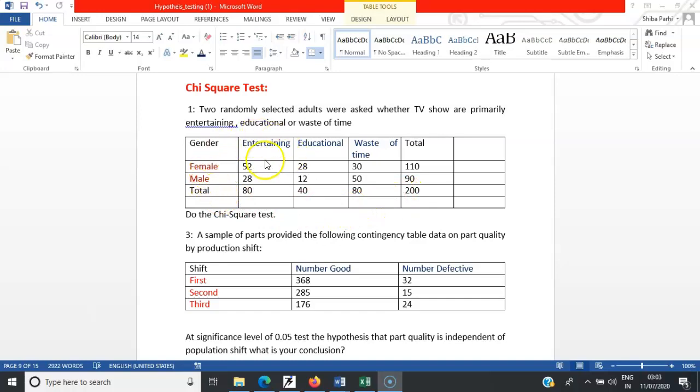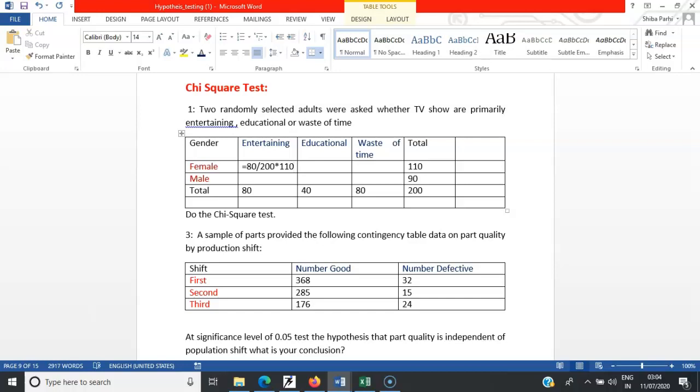So this is the data, showing how male and female are connected with the different kinds of channels and how they perceive them. But if you remove these cells, and then look at the column-wise and row-wise totals, we can see what proportion of males and females are into entertainment. This 80 is the total of those who prefer entertainment, out of 200 total respondents, and 110.